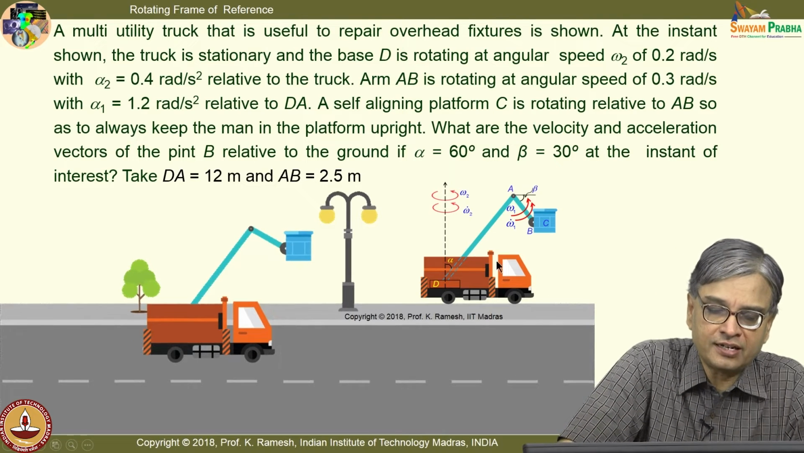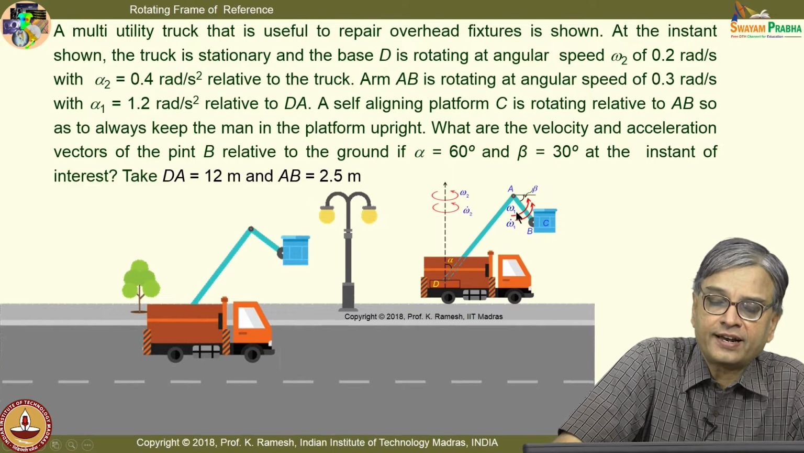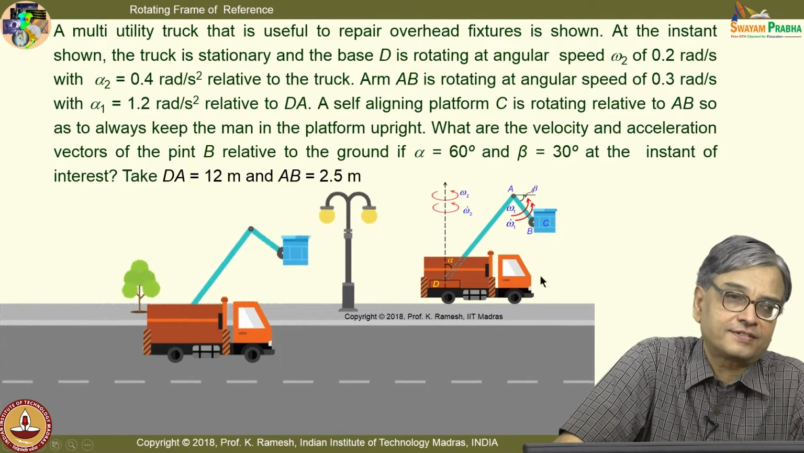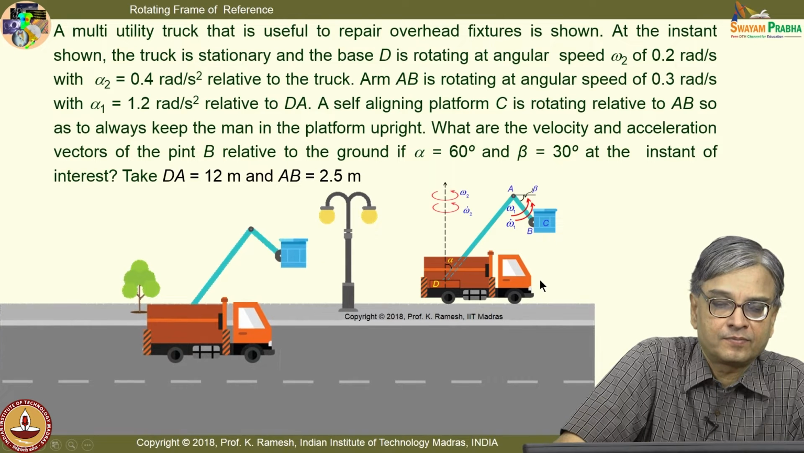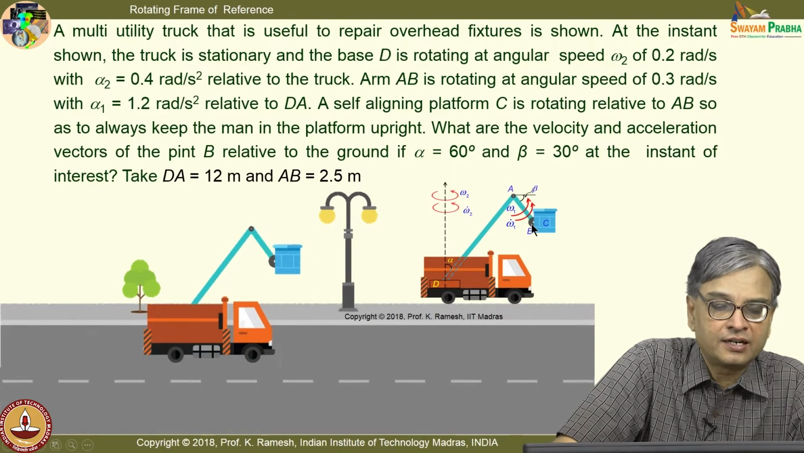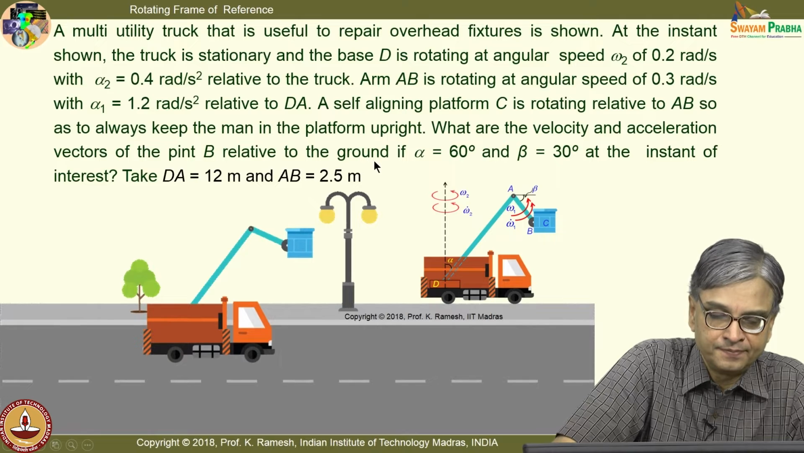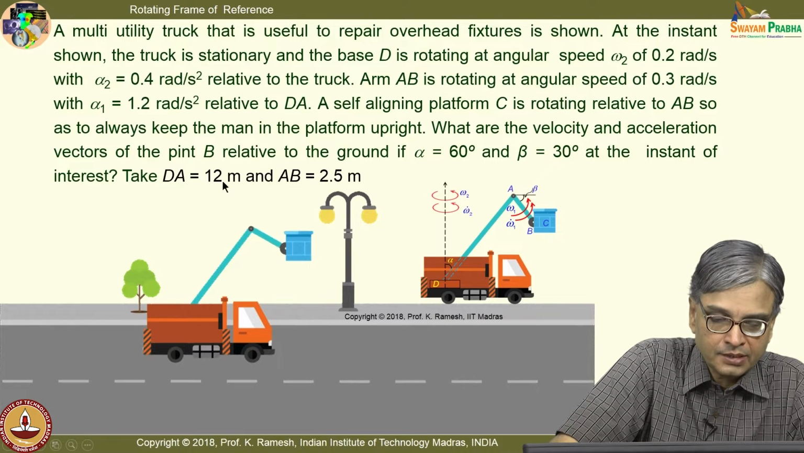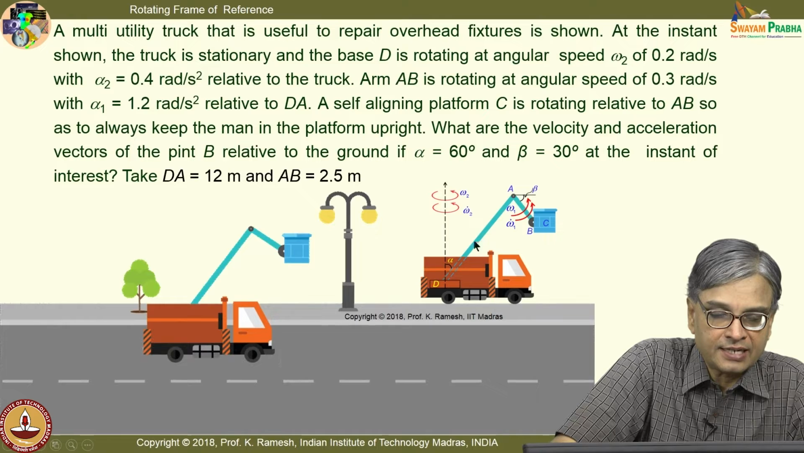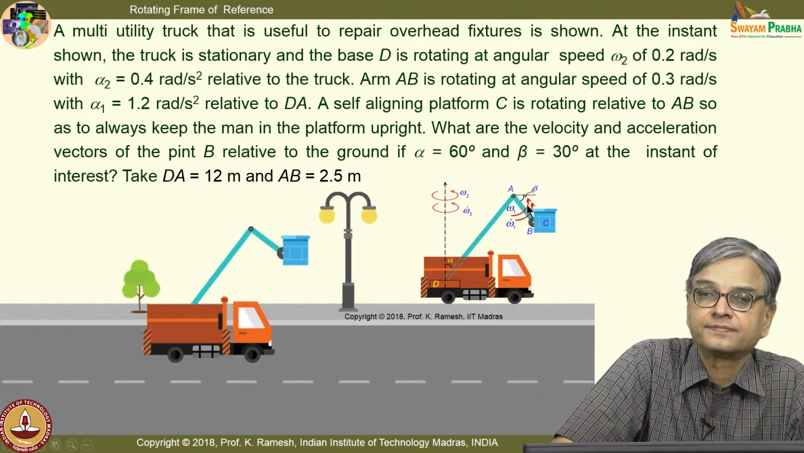So, the first issue here is how do I determine the fixed axis, how do I determine the rotating axis, and where do I fit them. You are given alpha equal to 60 degrees and beta equal to 30 degrees. You are asked to find the velocity and acceleration vectors of point B relative to the ground, and you are given the length of the member dA equal to 12 meters and this length as 2.5 meters.